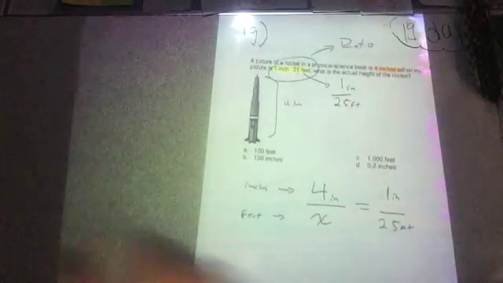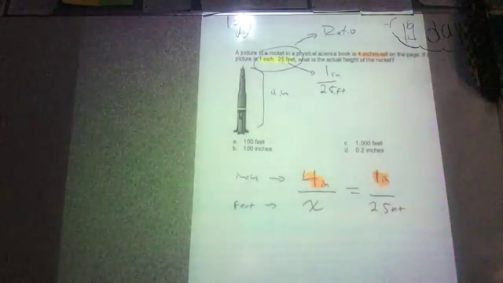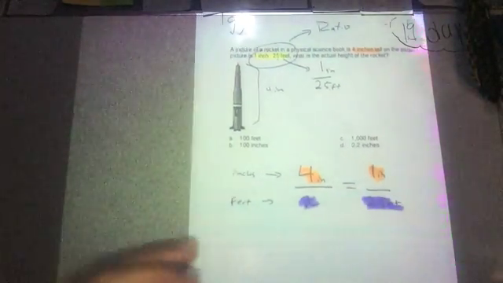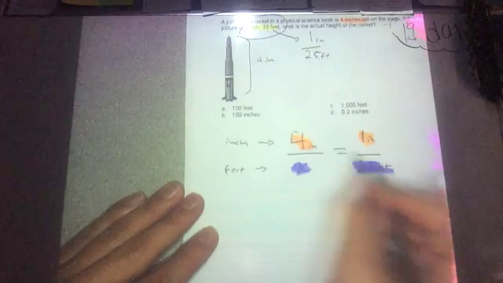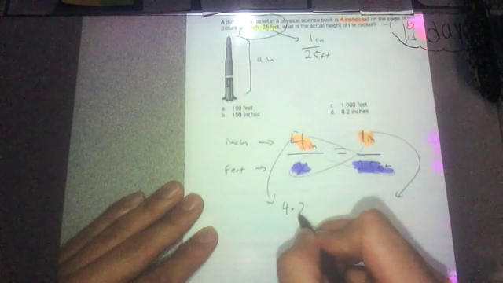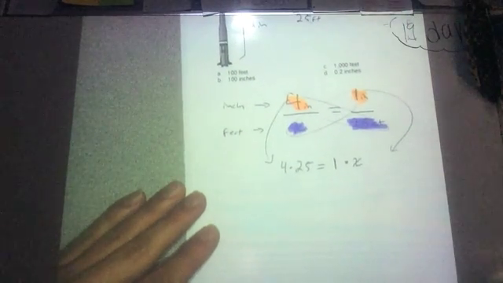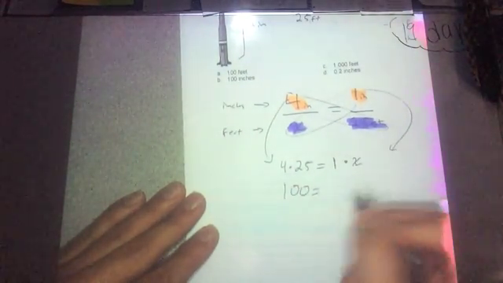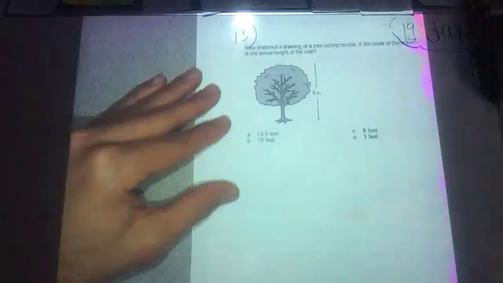So what we'll do here, inches and feet, we've got our proportions set up here. So all we need to do now is solve for x, which is here. So we'll cross multiply and set the products equal to each other. So it's 4 times 25, and that's going to be 1 times x. Fairly simple problem here. 4 times 25 is 100. 1 times x is just x. So how tall is the rocket? It is 100 feet.